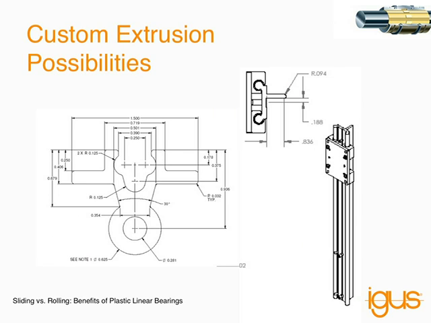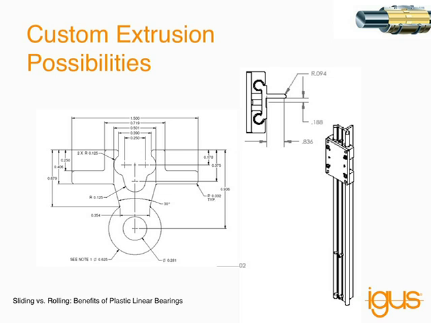So DryLin W and a lot of plastic linear bearings are well suited to run on hard anodized aluminum extrusions. These profiles offer a lot of flexibility and a lot of customization. Usually plastic linear bearing manufacturers like us utilize specialized extrusion mills that are able to produce extrusions to about 1/5 of the standard commercial tolerance.